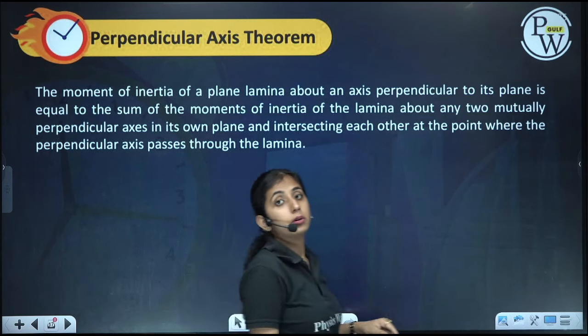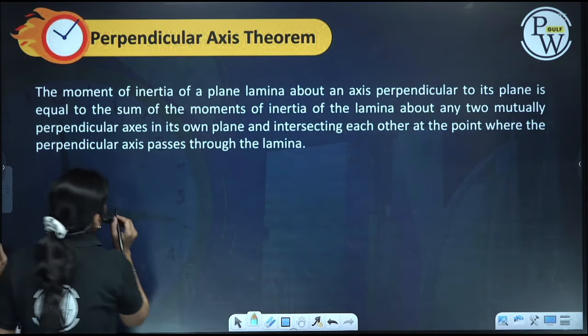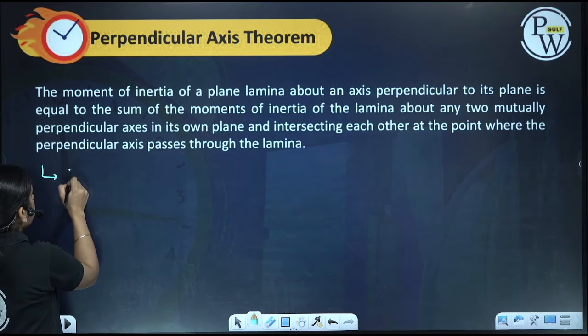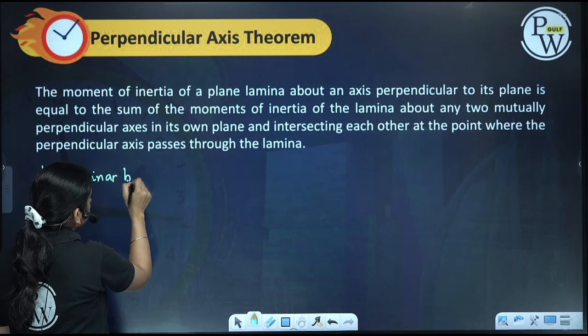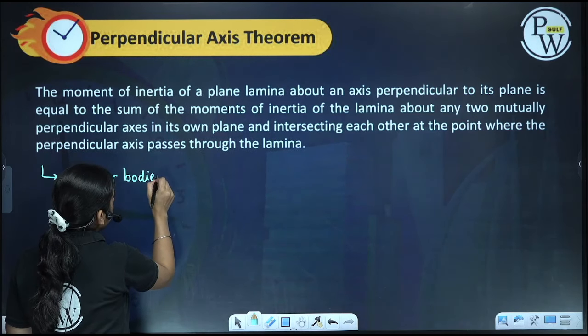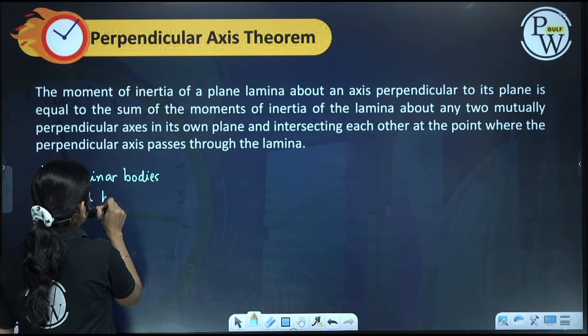Let us move to the perpendicular axis theorem. Now the perpendicular axis theorem is only and only applicable to laminar bodies. Okay, only and only applicable to 2D surfaces, 2D bodies.